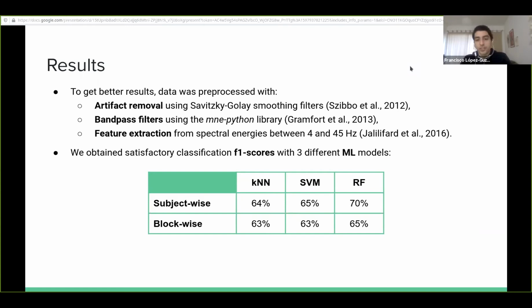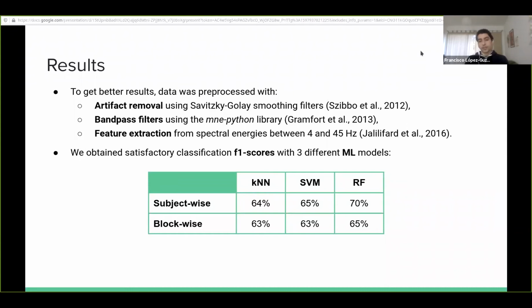Now, when we look at the main event here, that is whether or not we could classify the EEG data, the procedure was standard for single channel EEG. As we all know, EEG data is very noisy. The pre-processing has three steps. First, we remove artifacts such as eye blinks and head movements with a Savitzky-Golay smoothing filter. We also use bandpass filters to remove anything outside the interesting ranges. And we extract features as the spectral energies for brain activity in the range of 4 to 45 hertz.